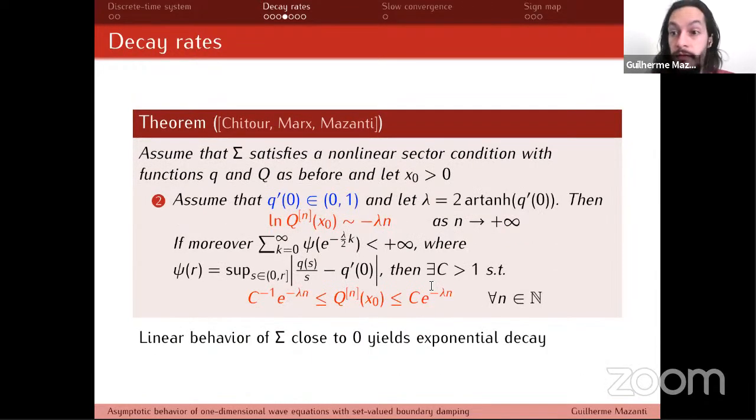Now, what happens if the derivative of Q is between 0 and 1? In this case, we have essentially exponential convergence with rate given by the arctangent hyperbolic of Q prime of 0. What you can show is that in general, for this sequence Qn, its logarithm behaves as minus lambda n. And under some additional technical assumptions, which are satisfied for most of the functions Q that we can come up with, we can actually get that Qn of x0 behaves exponentially as exponential of minus lambda n.